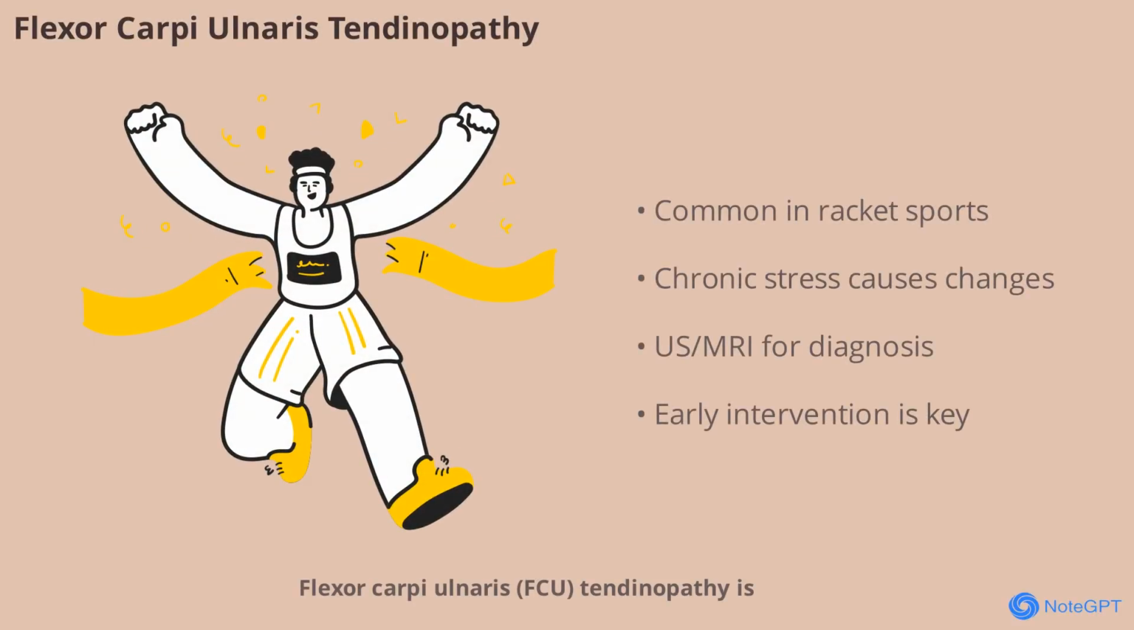Flexor carpi ulnaris (FCU) tendinopathy is the most common flexor tendon overuse syndrome, especially in sports like squash, badminton, and golf, as well as in repetitive manual labor. Chronic stress can lead to fibrous changes and calcification near the pisiform. Patients experience pain and tenderness on the ulnar side of the wrist. Imaging, particularly ultrasound and MRI, helps confirm the diagnosis and assess the extent of tendon involvement. Early intervention can prevent progression to chronic pain and dysfunction.